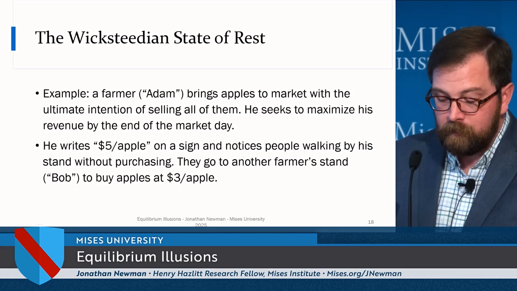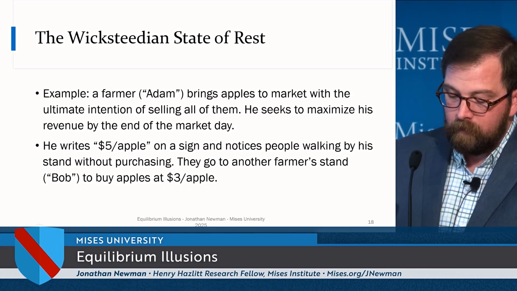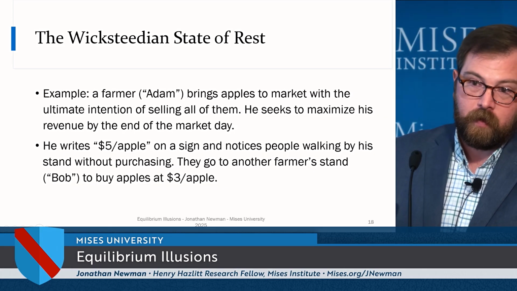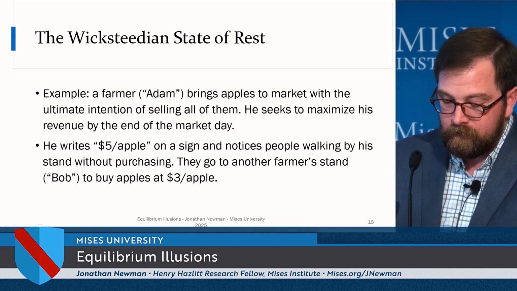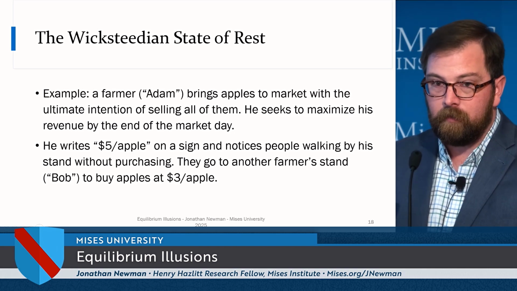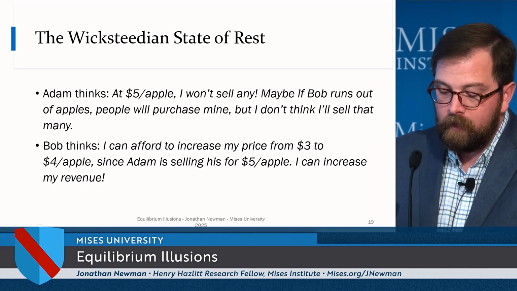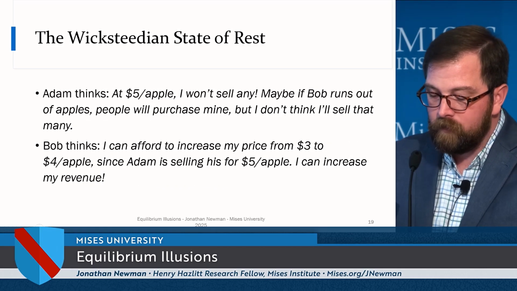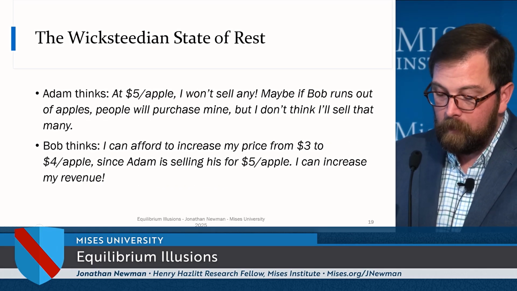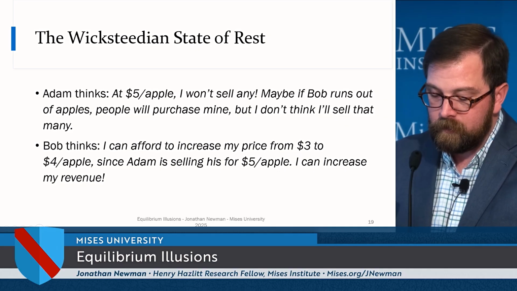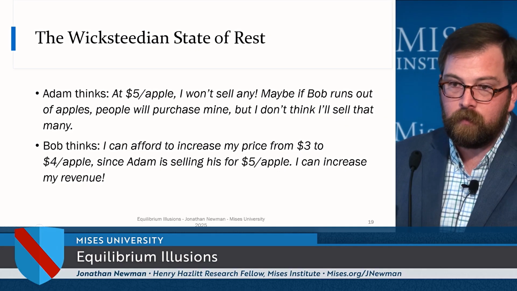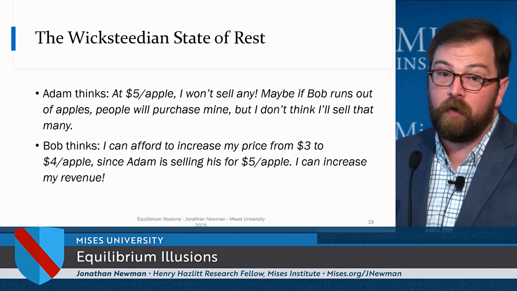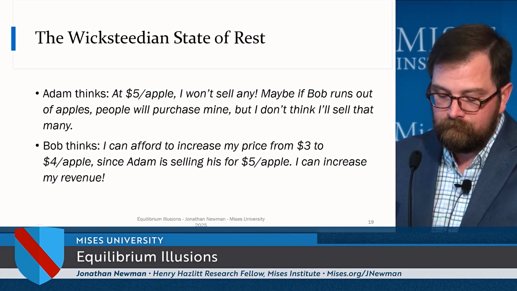He writes $5 per apple on a sign and notices people walking by his stand without purchasing. Why is that? Well, they see another farmer, Bob we'll say, selling apples at $3 per apple. So Adam thinks, at $5 per apple, I won't sell any. Maybe if Bob runs out of apples, people will purchase mine, but I don't think I'll sell that many after Bob runs out. So he's thinking maybe I should change my price to increase my revenue.